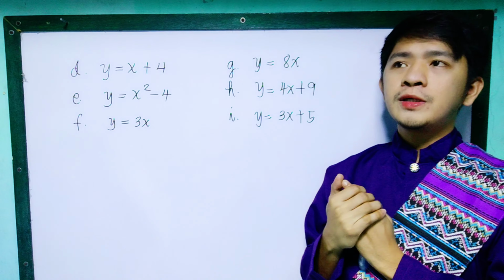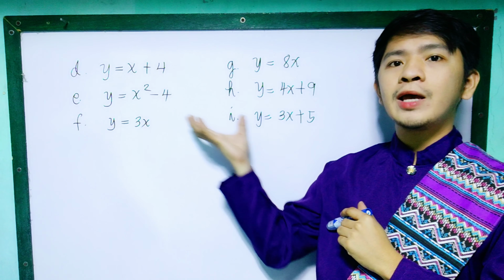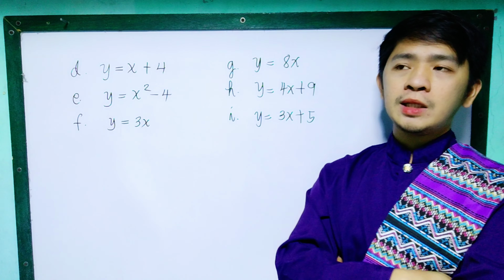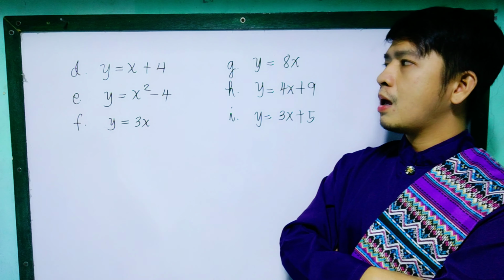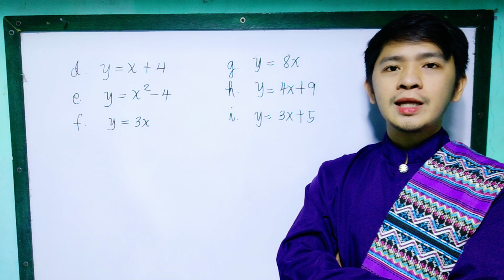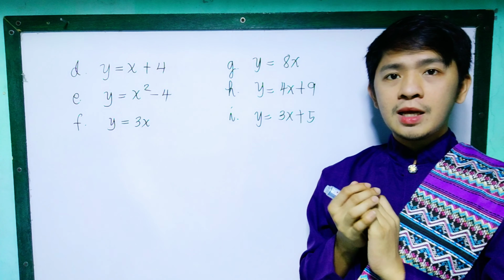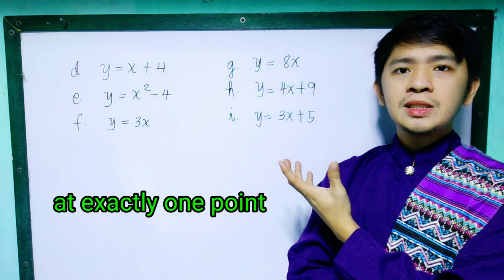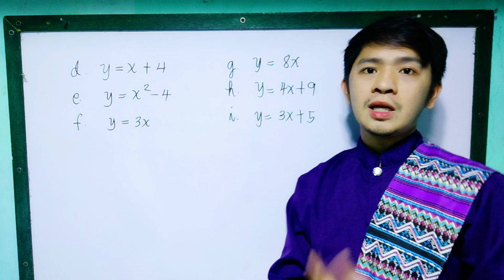So, the first thing that we're going to do is to test kung sila ba ay one-to-one function. Kung hindi sila one-to-one function, meaning to say, their inverse function does not exist. So, paano natin malalaman kung ito ba ay one-to-one or hindi? Gamitin na lang natin yung horizontal and vertical line test. Kapag nag-intersect ang vertical and horizontal line sa kanilang mga graph, it means that sila ay one-to-one function. Otherwise, hindi sila one-to-one function.